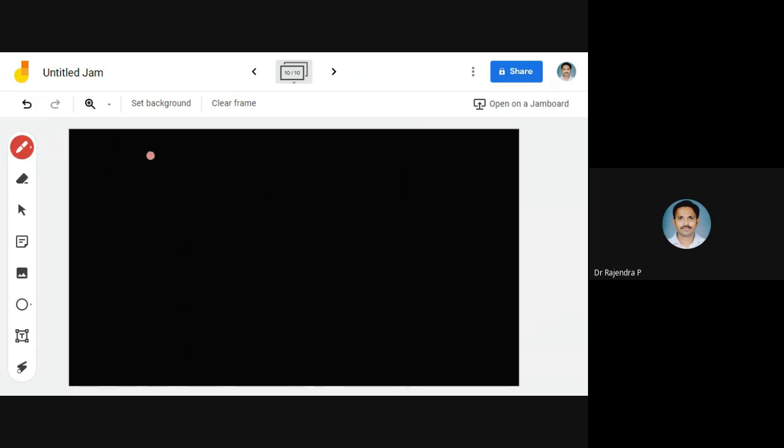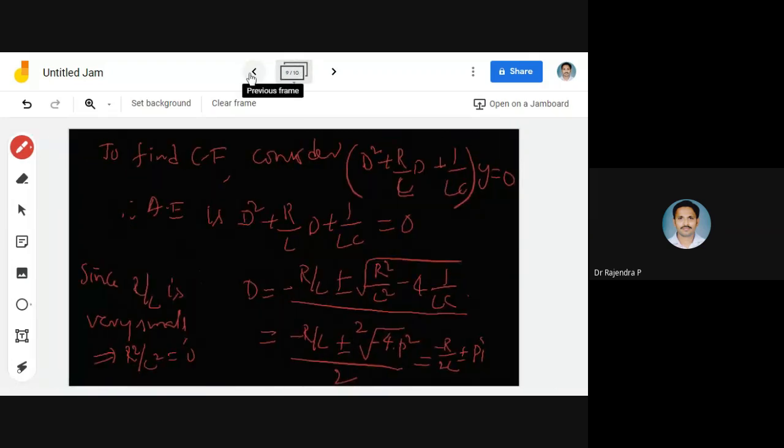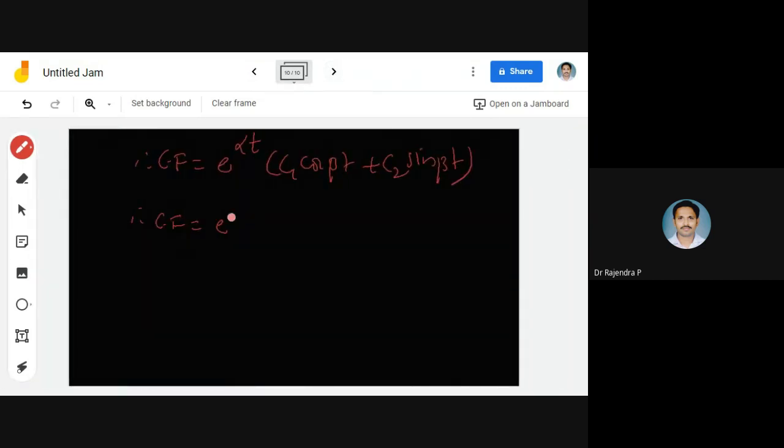So here, alpha value is minus R by 2L. Therefore the complementary function is e power alpha t, c1 cos beta t plus c2 sin beta t. This is the standard form. So I substitute the values. CF is equal to e power alpha value, minus R by 2L, times t, so minus Rt by 2L.